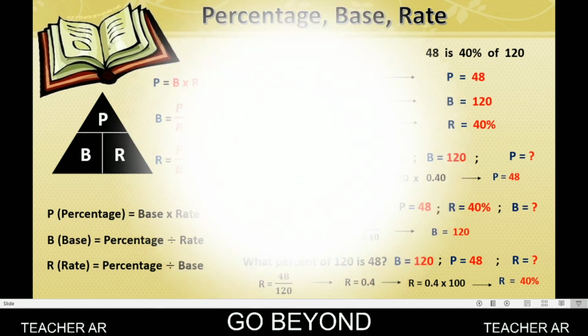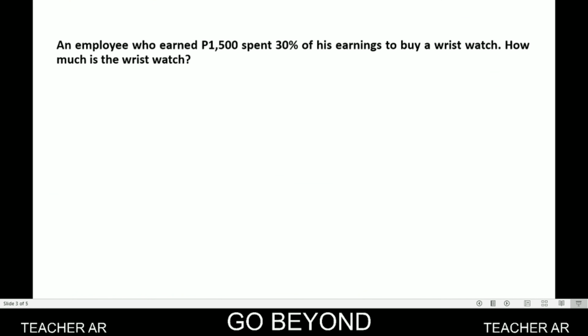So we have here a problem. An employee who earned 1,500 pesos spent 30% of his earnings to buy a wristwatch. How much is the wristwatch? Okay, ano ba ang hinahanap sa problem na ito? What is the missing piece in this problem? Is it the percentage? Is it the base? Or is it the rate?